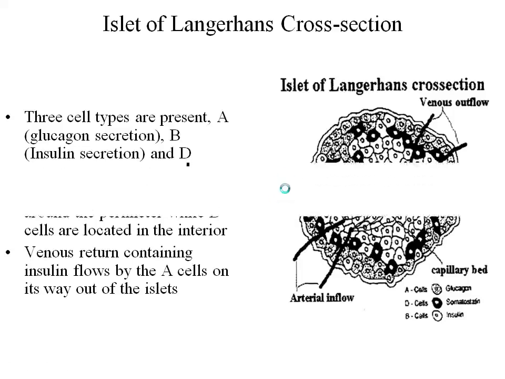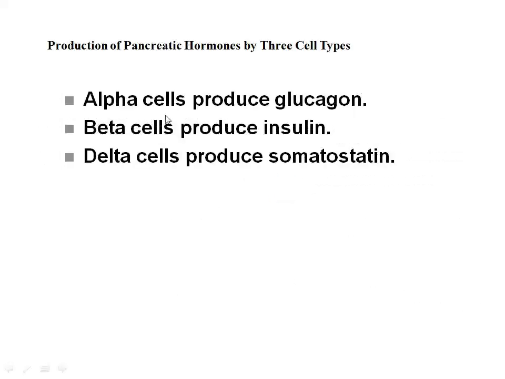Okay, so again, alpha cells in the islets of Langerhans are responsible for production of glucagon, whereas beta cells are responsible for the production of insulin, and delta cells produce somatostatin. Okay, so for reference, try to remember: alpha cells, endocrine cells in pancreas, responsible for glucagon; beta cells responsible for production of insulin; and delta cells production of somatostatin.